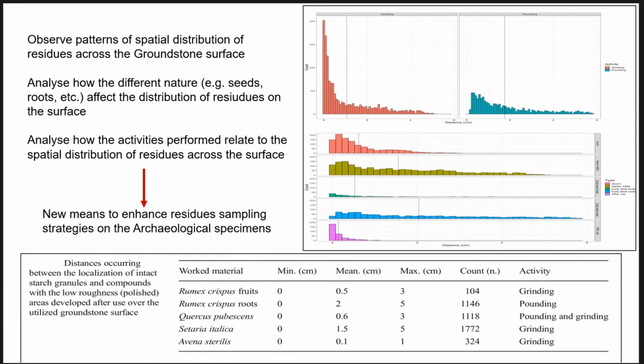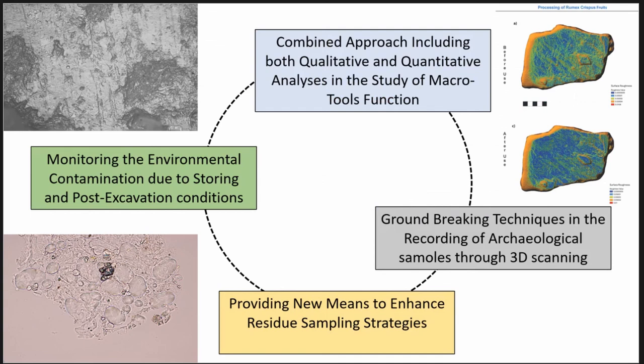We analyzed how the different nature, like seeds, roots, etc., actually affects the distribution of residues on the surface, and how the activities performed relate to the spatial distribution of the residues. These provide us new means for residue sampling, so we know better where to sample when we're going to look at our archaeological collections. And in this way, we provide a combined approach, including, as I said, both qualitative and quantitative analysis in the study of microtools specifically.